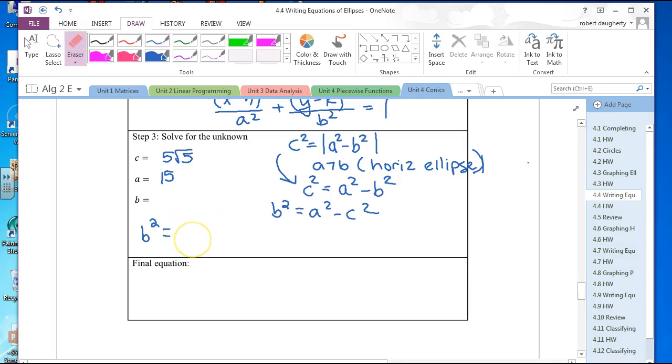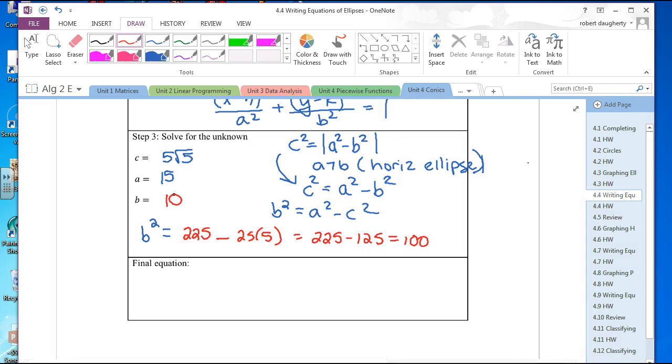A squared. What is a squared? What's 15 squared? That's 225 minus, this is what, 25 times 5? So this is 225 minus 125, which is what? 100. If b squared is 100, b is equal to what? Yeah, b is equal to 10.